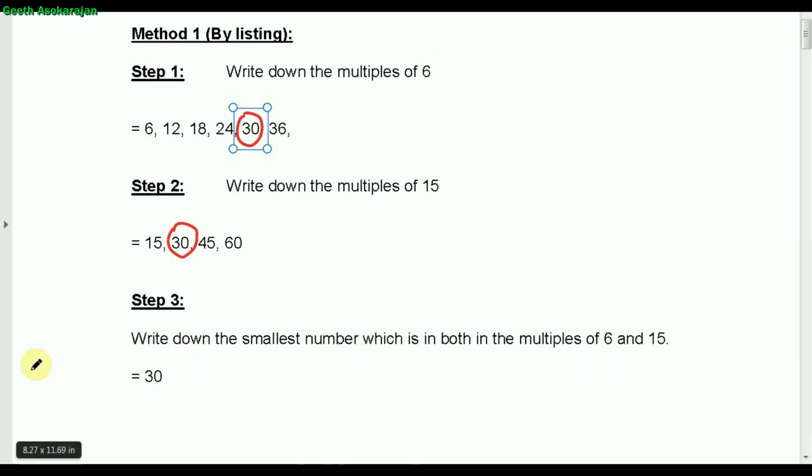So you could also write in this form, you could say that the LCM of 6 and 15 is 30. And then you're done.